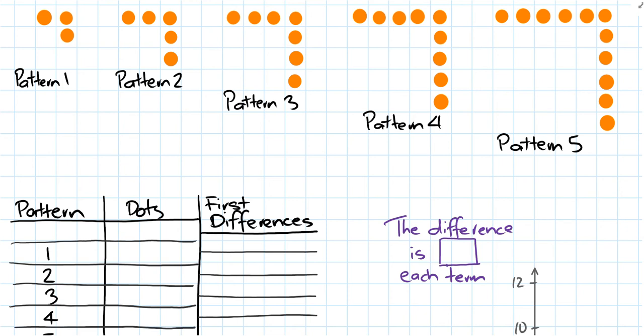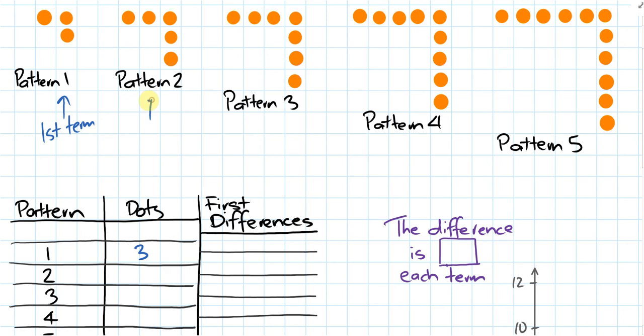The next thing we can do is just create a table of values using this pattern. And the first column in the table will always be the pattern number. So if we're just looking at pattern number 1, that is what we call the first term. So the first term is how many dots is in that pattern. So there are 3. So pattern number 1 has 3 dots.